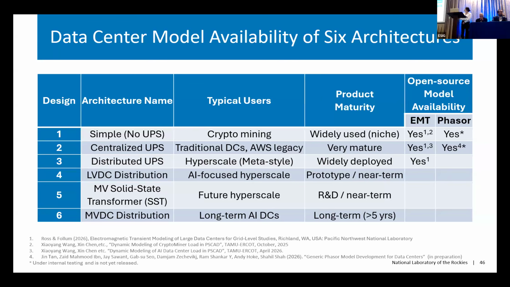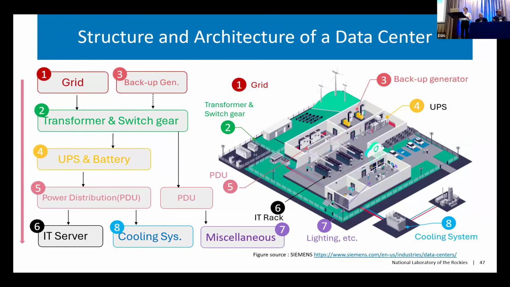So this is the open source model availability so far. I also list the references here. Fortunately, I feel like the whole community is working so hard on model development. So Brett at PNNL developed the EMT model for the first 3 architectures, fantastic work. And we have been doing the phasor model. So this gives you an overview of the model availability that this community can use for existing studies. But we can still tell there is a modeling gap.